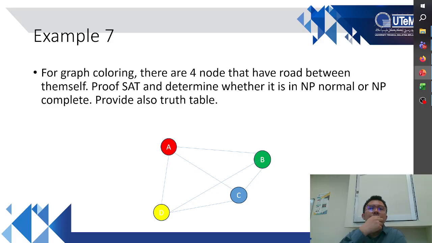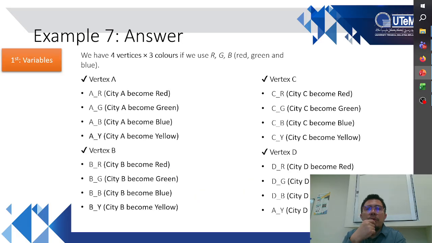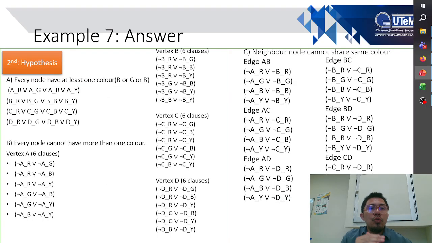So this is example 7. There are 4 nodes. Previously there were 3 nodes, but this one has 4 nodes. So we need to know the variables involved. Since we have 4 nodes, we have 4 times 4, which is 16 inputs. A becomes red, A becomes green, A becomes blue, and A becomes yellow. The same goes for nodes B, C, and D. After that we use the same hypotheses from the previous one.